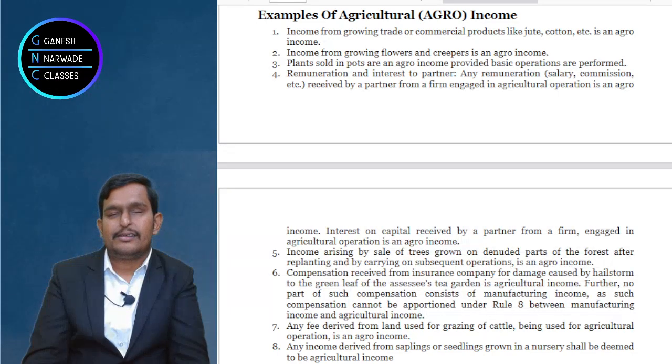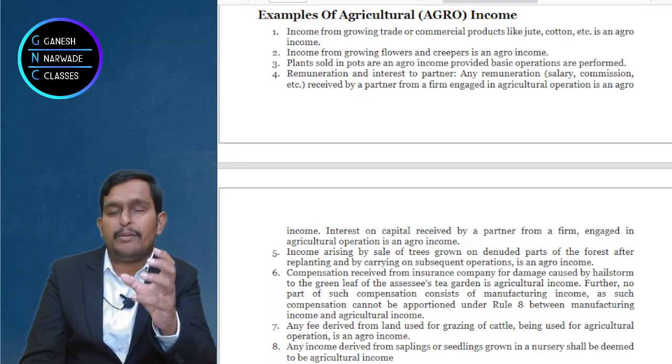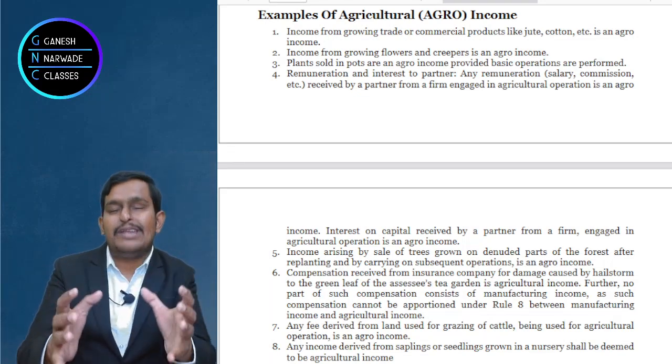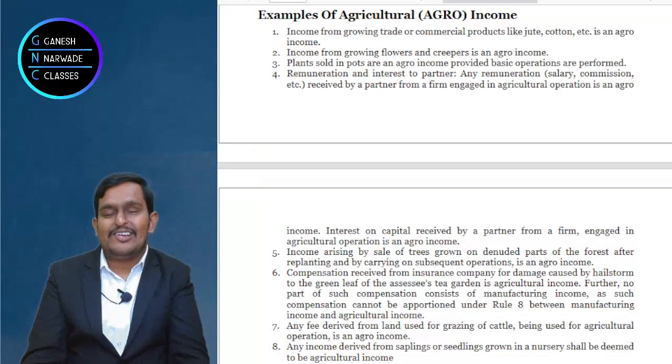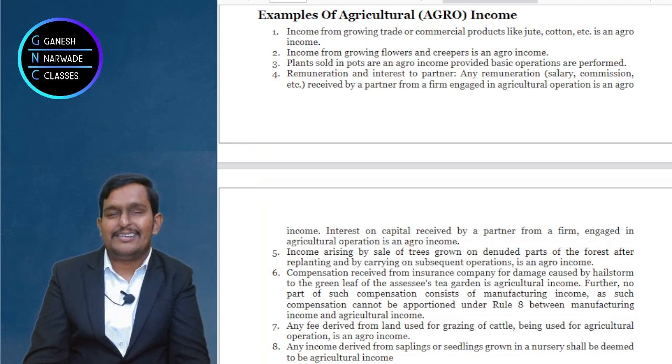Okay, if you are selling plants in pots, the gamla, pot. So if you are selling plants in pots, it is agricultural income.